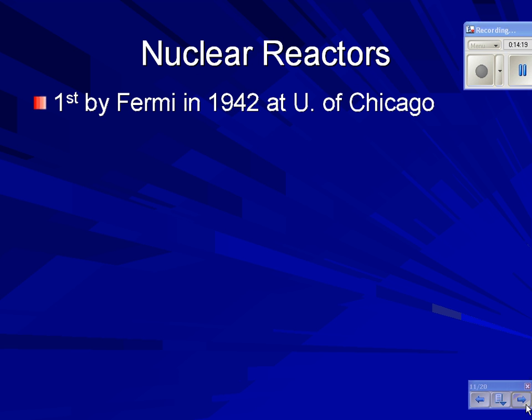Nuclear reactors were first invented in 1942, again by Enrico Fermi. This one he actually invented at the University of Chicago. The world's first nuclear reactor was built down in a laboratory basement at the University of Chicago in their physics building somewhere. It's still down there, I think.